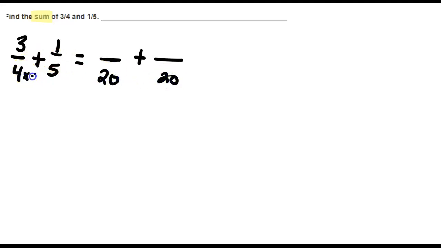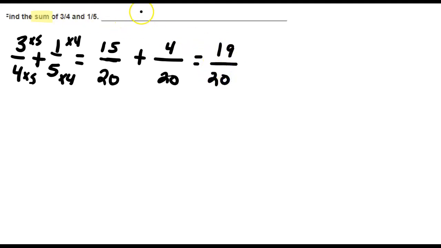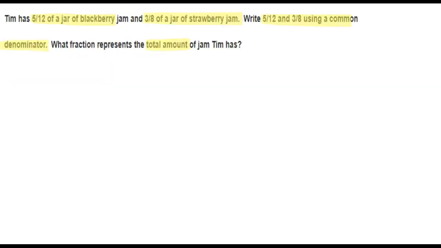4 times 5 is 20. 3 times 5 is 15. 5 times 4 is 20. 1 times 4 is 4. When I add 15 plus 4, I get 19 over 20. So the sum of these two fractions is 19 over 20. Okay? So let's look at number 2.